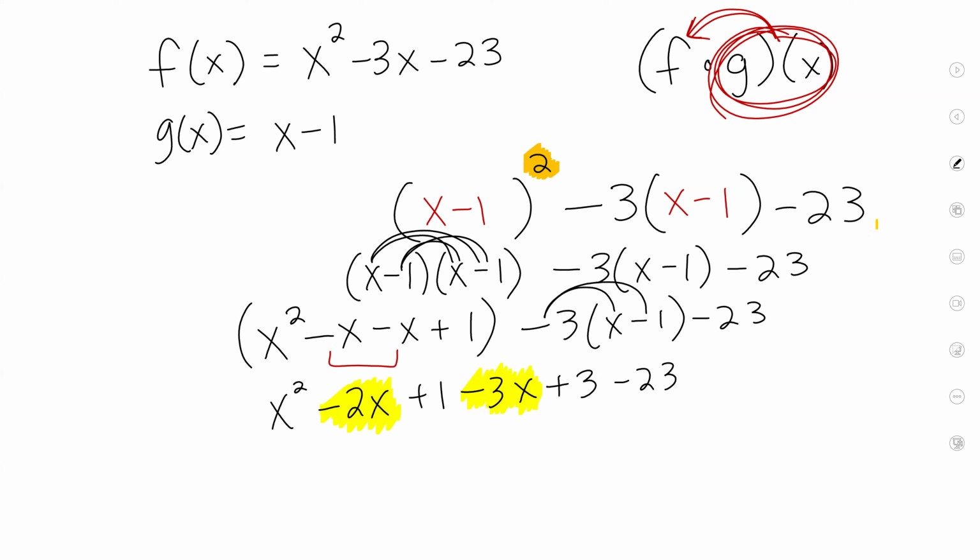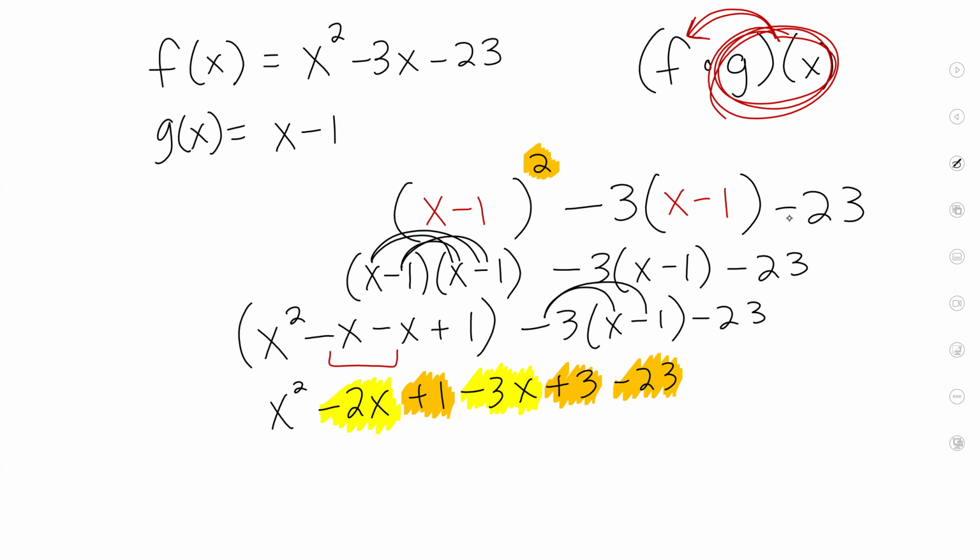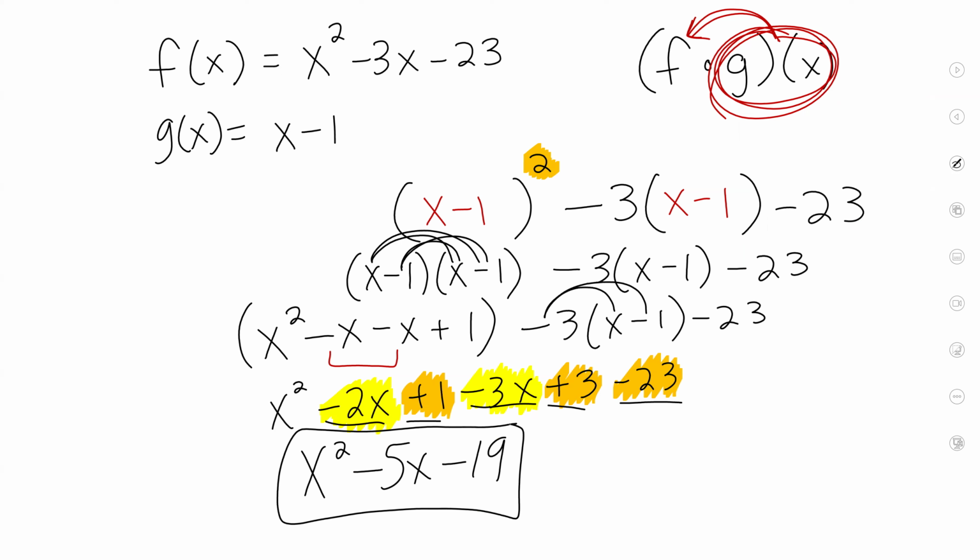And then I'm going to combine 1, 3, and negative 23 together. So what we're going to get as a result is x squared minus 5x. 1 plus 3 minus 23 is negative 19. So this is your function after we perform a composition.